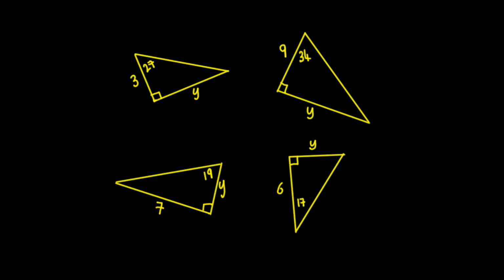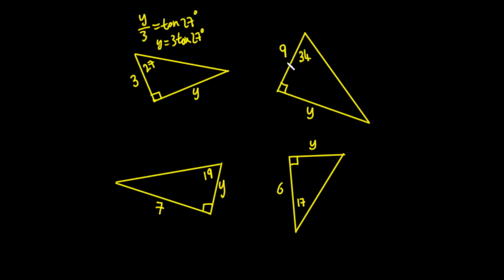In the first example here, we have the opposite, which is y, and the adjacent, which is 3. So the opposite divided by the adjacent is equal to the tan of 27 degrees. So we can rewrite this as y is equal to 3 tan 27 degrees. So if you go to your calculator and type in 3 tan 27, you're going to get the value of y. But remember to make sure your calculator is in degrees.